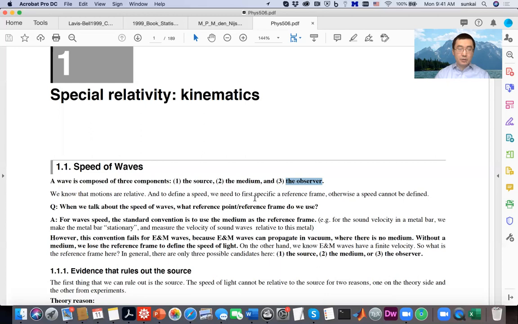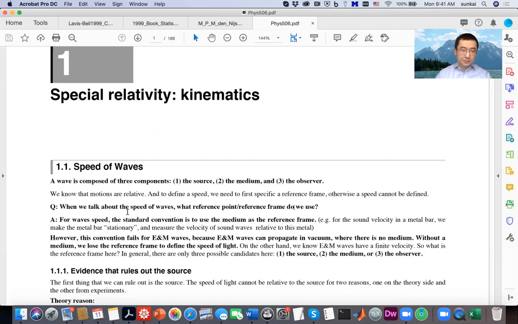And we know that waves have speed: the speed of sound, speed of light, etc. But Newton also told us speed is a relative concept. If you want to define speed, you first need to define a so-called reference frame, and any measured speed needs to be with respect to some proper reference frame. Without a reference frame, the speed does not have any physical meaning. So now here comes the question.